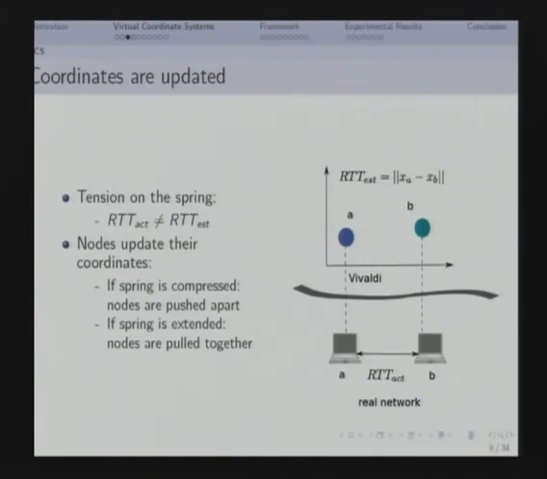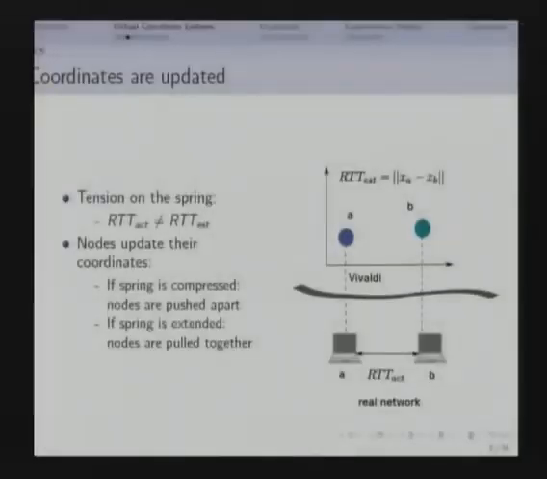So if a spring is compressed, which means that the actual round-trip time is larger than the estimated round-trip time, then the nodes have to update their coordinates in order to be pushed apart. If the spring is extended, this means that the actual round-trip time is less than the estimated round-trip time, then the nodes are pulled together.